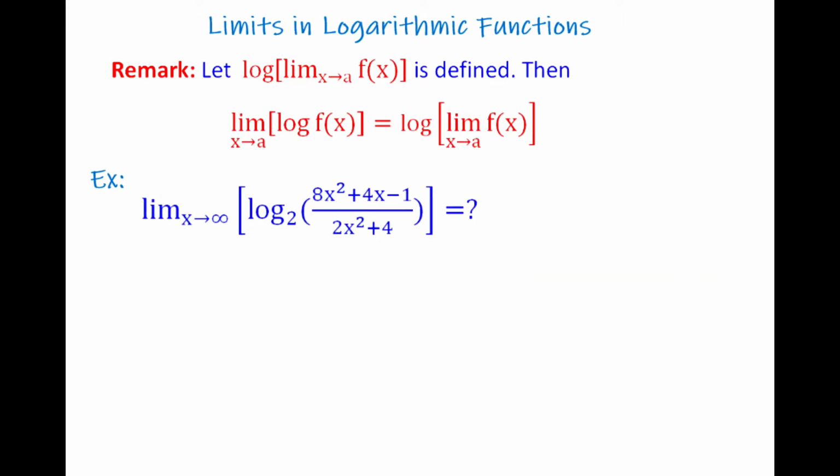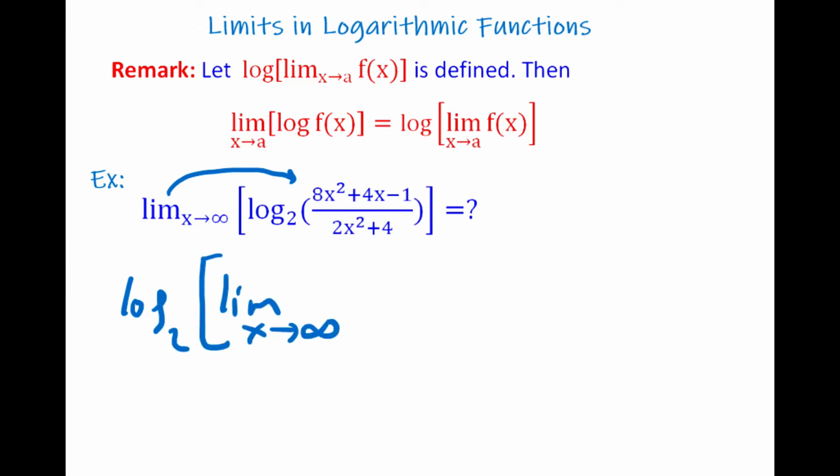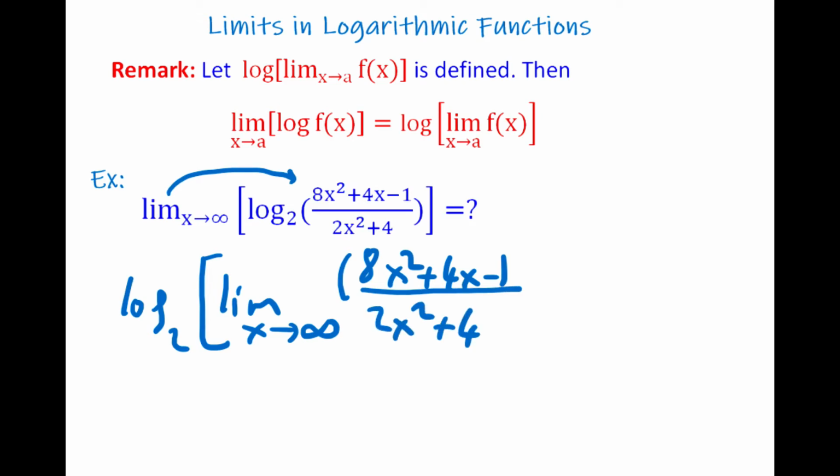Okay, this question is a nice question because we need to bring the limit very inside. And once we do it, we're going to have a logarithm in base 2 of the limit when x goes to positive infinity of 8x squared plus 4x minus 1 divided by 2x squared plus 4. So we need to evaluate this limit first in order to solve the question.